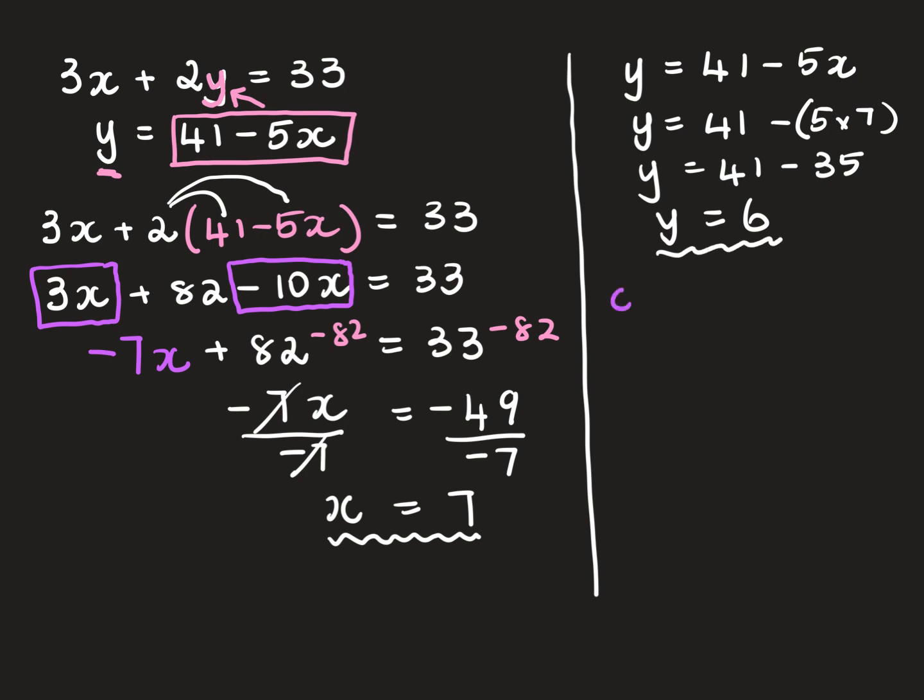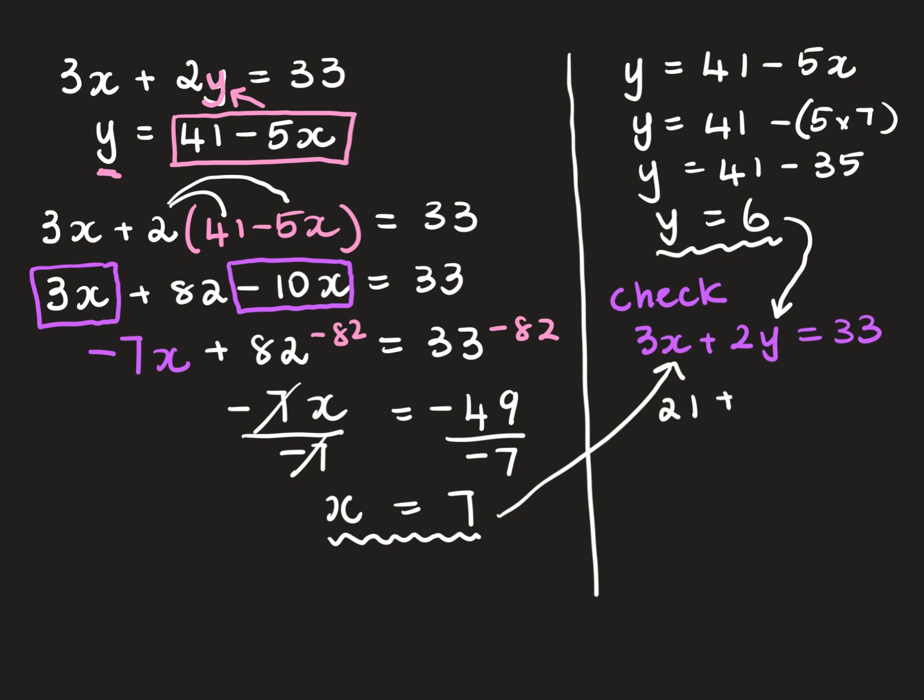Of course, we should give it a quick check. I'm going to check with 3x plus 2y equals 33. That's our first equation. And I'll substitute my x value in here. 3 lots of 7 is 21. Substitute my y value in there. 2 lots of 6 is 12. 21 plus 12 does equal 33. So I know that I'm correct with that.